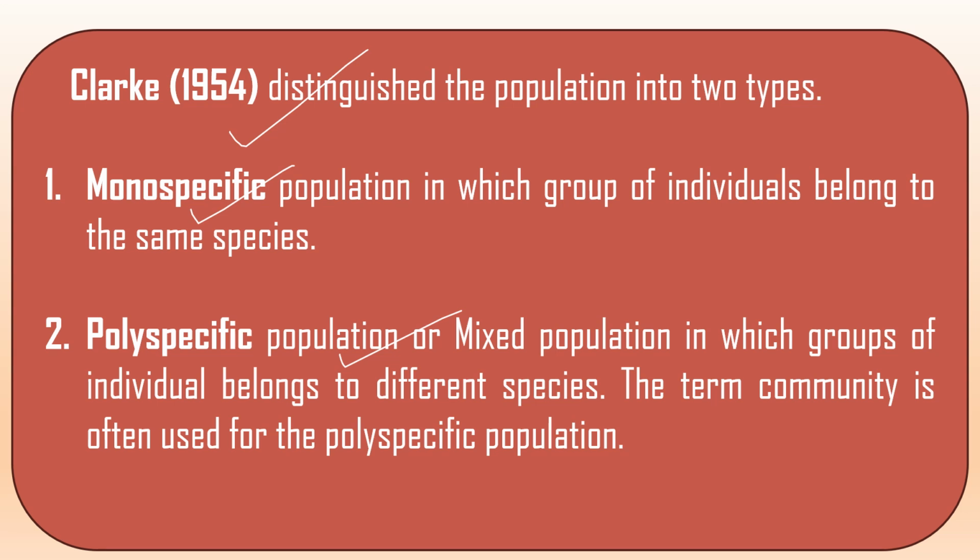among the different species. For example, a coral reef ecosystem is a classic example of a polyspecific population, where numerous species of corals, fish, invertebrates, and algae coexist and interact.